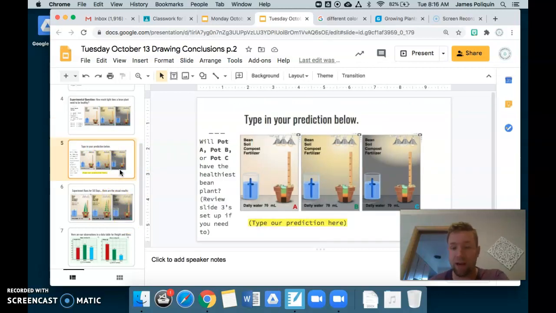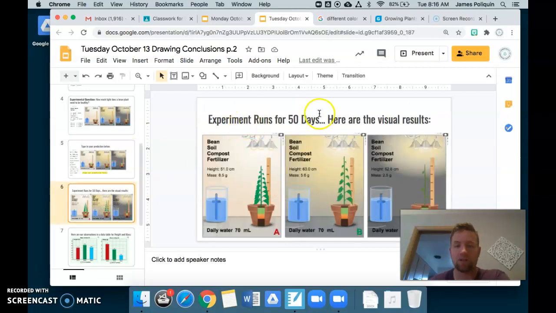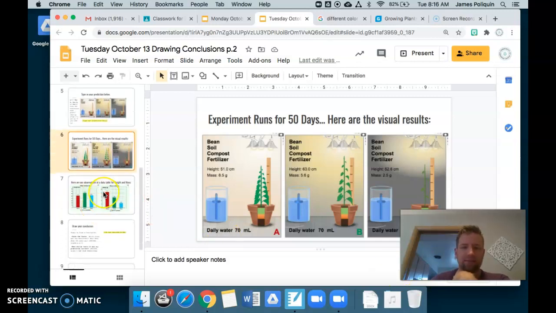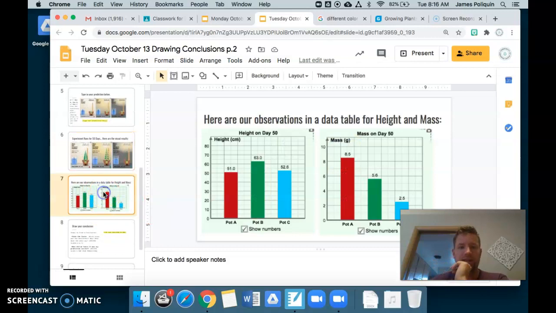Okay, so we've made our prediction. Our experiment runs for 50 days. Here are our visual results. Take a look at plant A, plant B, plant C. All right, so we can kind of see already which plant might be the healthiest. But sometimes our eyes can be deceiving. Let's look at the numbers. Let's look at our data.